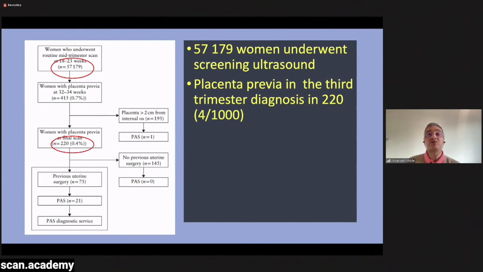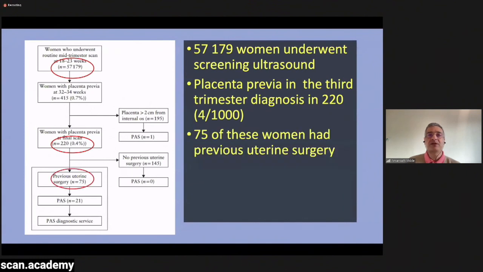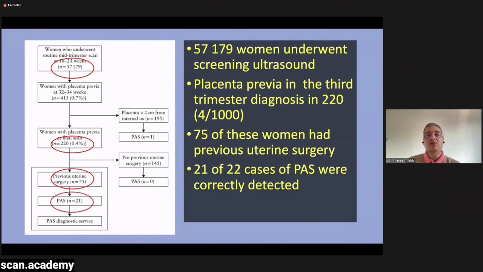So these are women with placenta previa. Now, out of these 220 women with placenta previa, 75 of these had previous uterine surgery. And of these 75 women with previous uterine surgery, we had 21 out of the 22 cases of placenta accreta spectrum, and they were correctly diagnosed when they were referred to the placenta accreta diagnostic service.